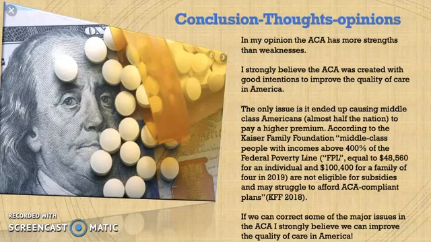The only issue is it did cause a lot of middle-class Americans, which is almost half the nation, to pay a higher premium. According to the Kaiser Family Foundation, middle-class people with incomes above 400% of the federal poverty line, equal to $48,560 for an individual and $100,400 for a family of 4 in 2019, are not eligible for subsidies and may struggle to afford ACA compliant plans.